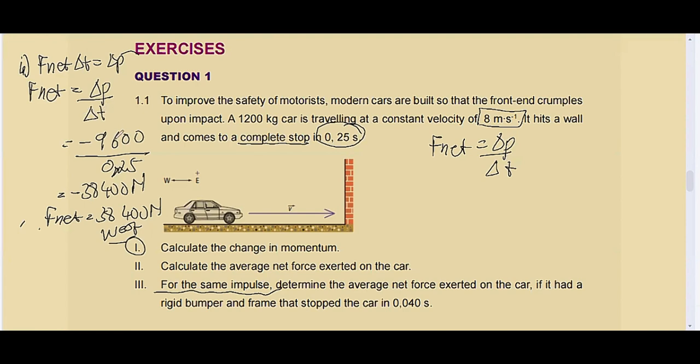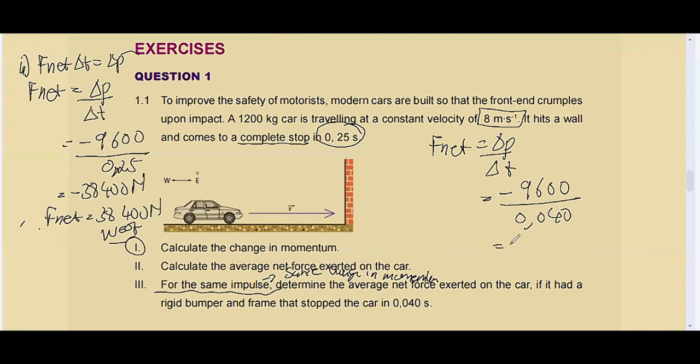So when they say for the same impulse, this is the same as saying for the same change in momentum. That means our change in momentum here, we should still substitute negative 9,600, over our change in time, which now is 0.040.